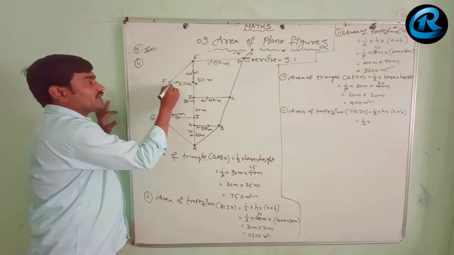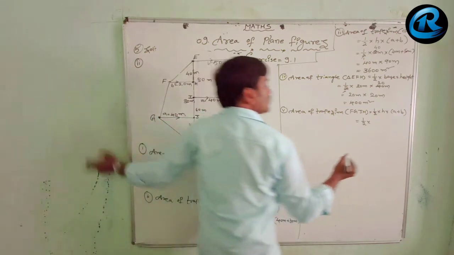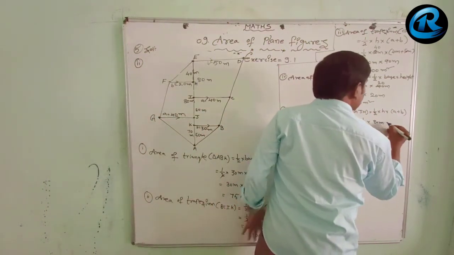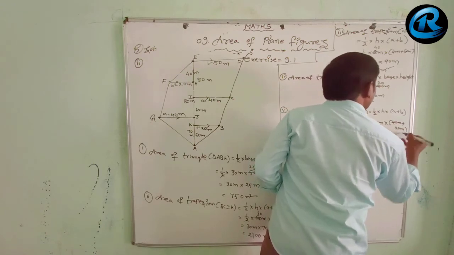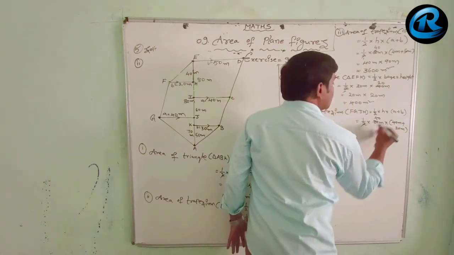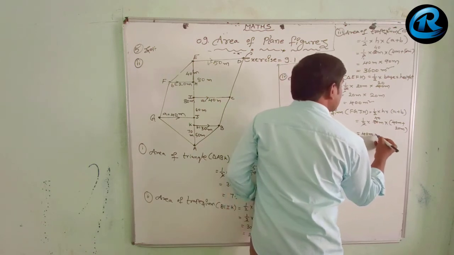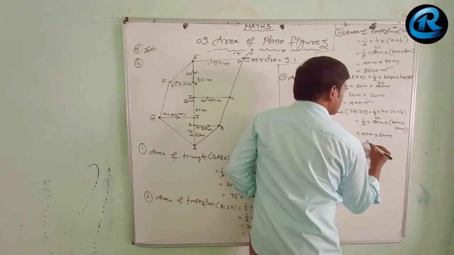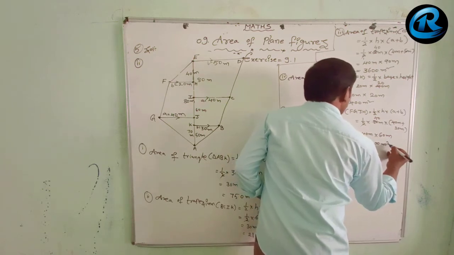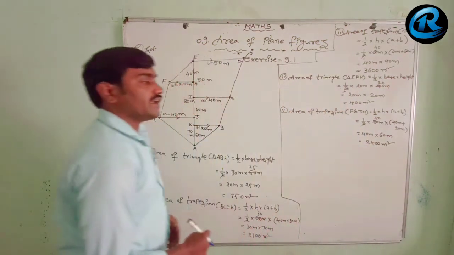And A equal to 40, B equal to 20. So 80 meters into 40 meters plus 20 meters. 2 ones are 2, 40s are 80. So 40 meters into 40 plus 20, that is 60 meters. So 6 4s are 24. 2 zeros meters square. 2400 meters square.